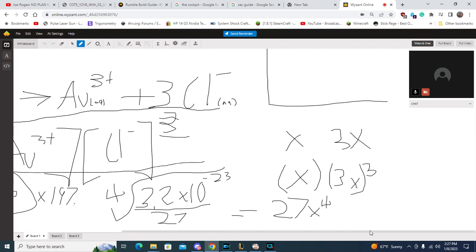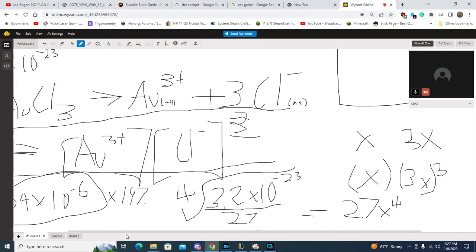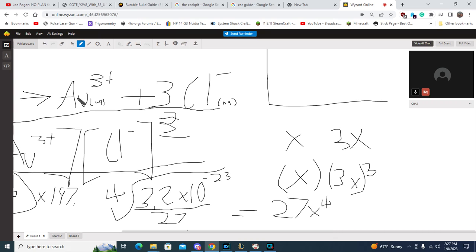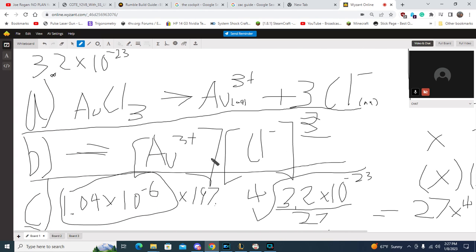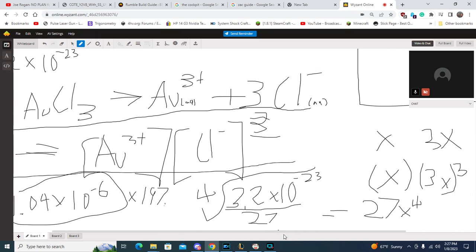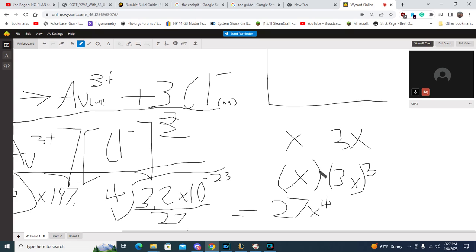Now, we can do an ICE box. This is similar to the ICE box over here. For this one we have 1, which is just x, and we have 3 times 1, which I'll put as 3x. Then we take these concentrations, because this is the change in concentration, and we put them into our equation for Ksp. So that's x to the power of 1, times 3x to the power of 3. That gives me 27x cubed multiplied by x, giving me 27x to the 4th power.